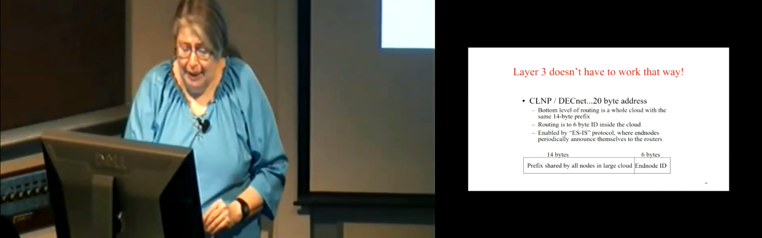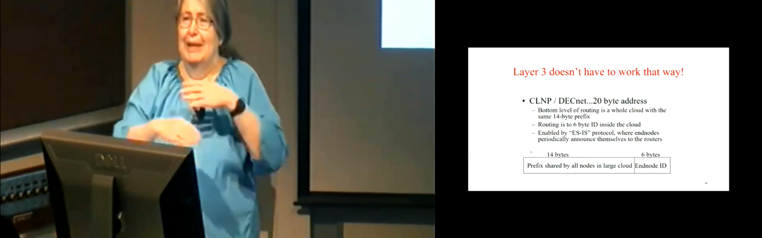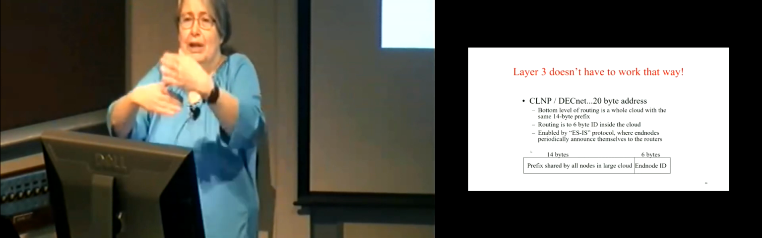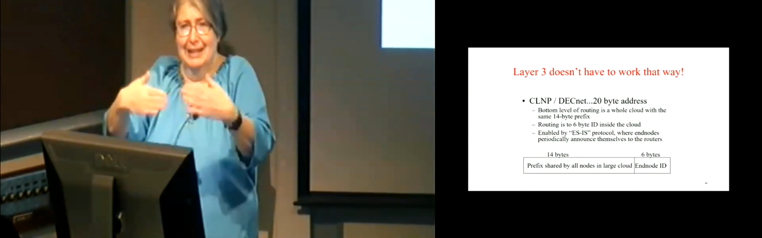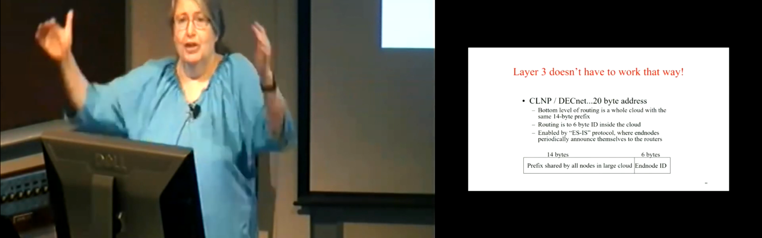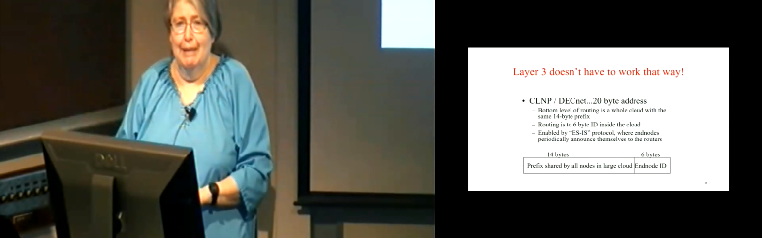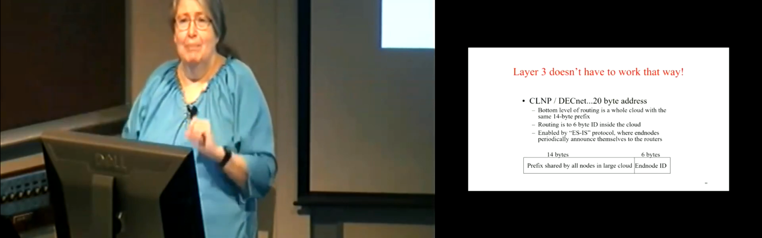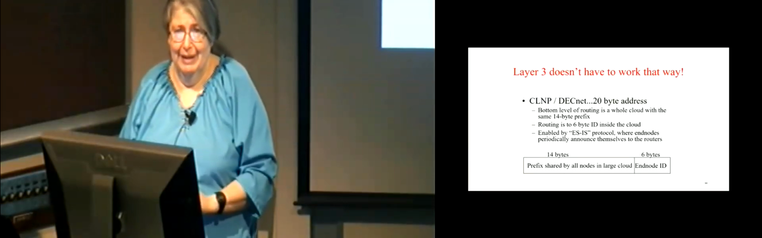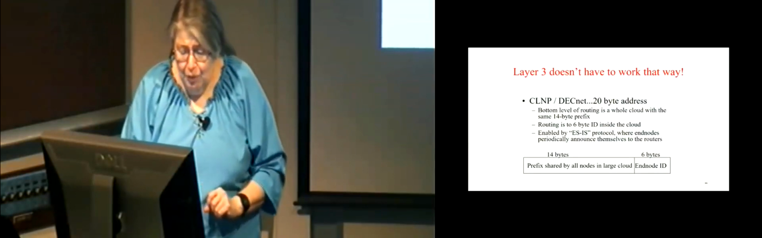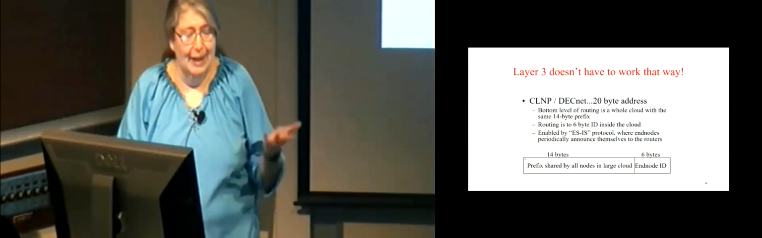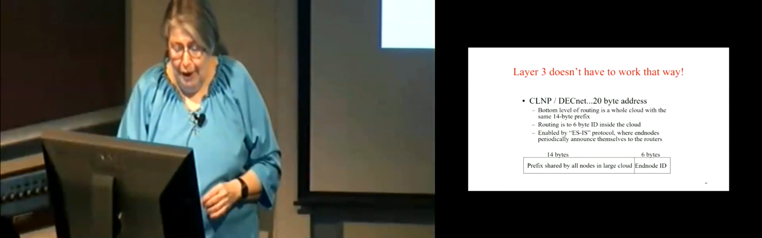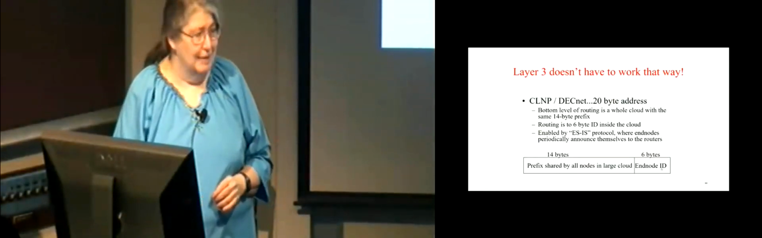So the top 14 bytes work like IP, having as many levels of hierarchy as you want, but where it terminates is not a single link, but a large cloud where everyone shares the same prefix. You can jump around within that cloud and keep your layer 3 address. So if you have the same prefix as the cloud, then routing is based on the bottom 6 bytes.